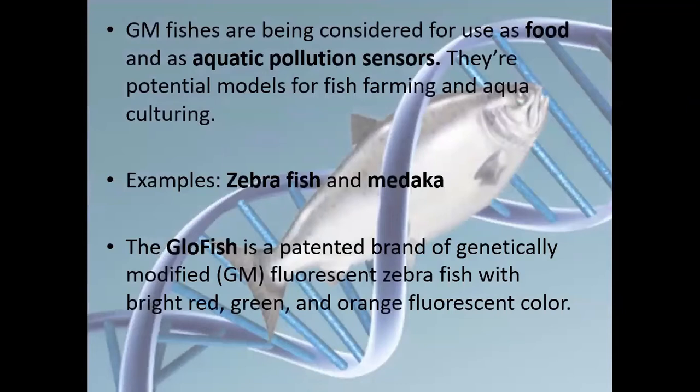GM fishes are being considered for use as food and as aquatic pollution sensors. They are potential models for fish farming and aquaculture. This is also introduced so that our food chain will not get affected. For example, zebrafish and Medaka are previously genetically modified. The GloFish is a patented brand of genetically modified zebrafish which can produce bright red, green, and orange fluorescence.